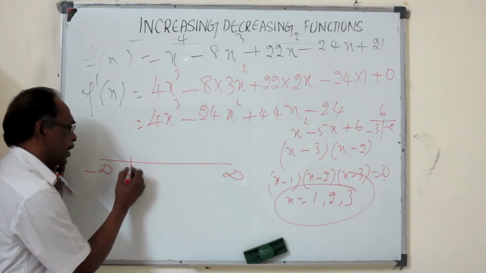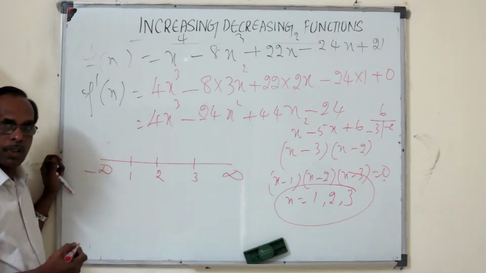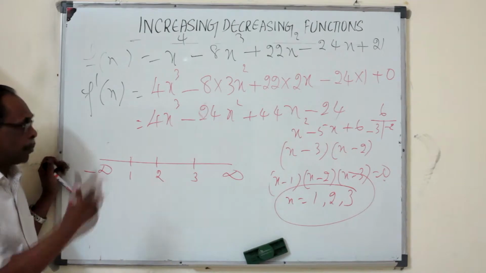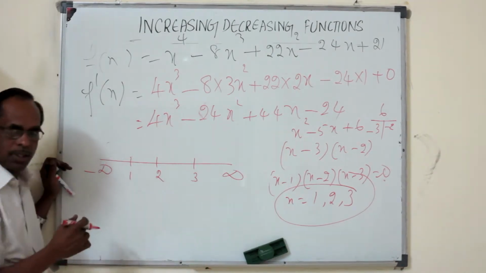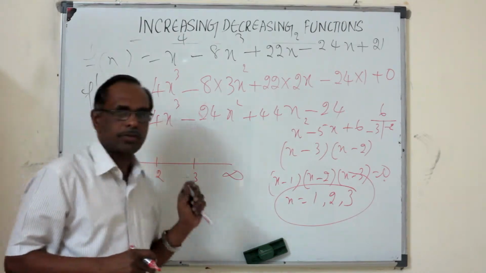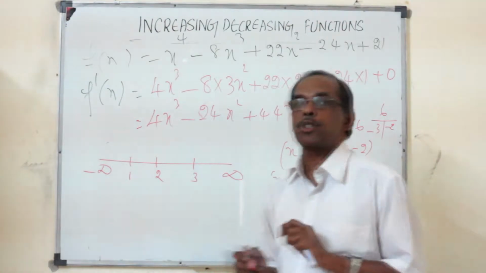So the turning points are here: it is 1, here it is 2, here it is 3. So the graph is from minus infinity to plus infinity. In between that we have got 3 turning points. That means in 3 places the direction of y changes. Are you clear? So now what are the intervals corresponding to them?